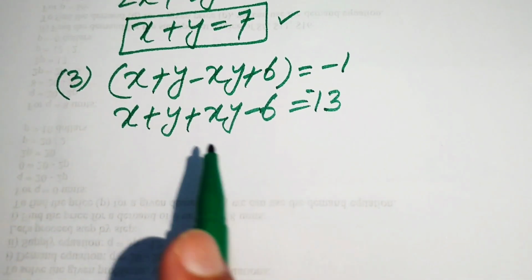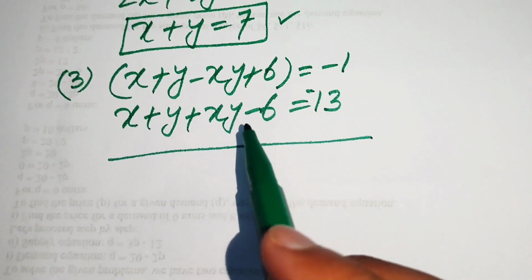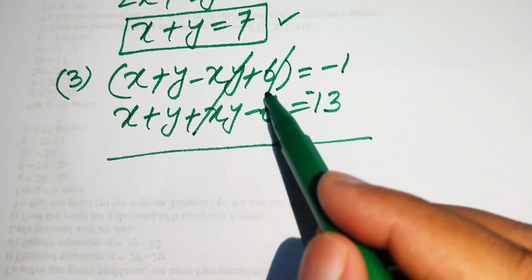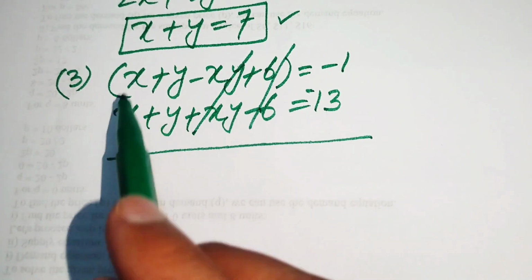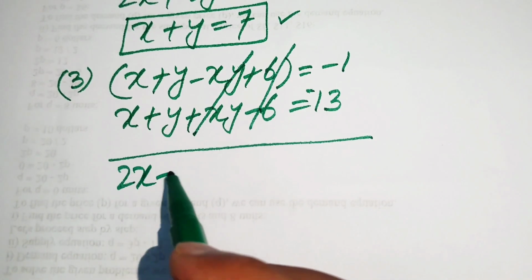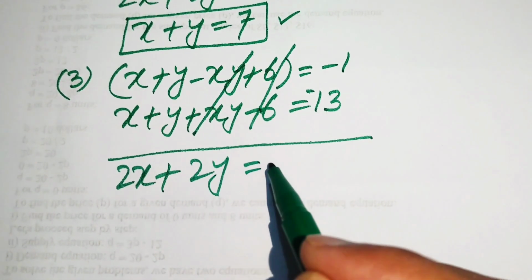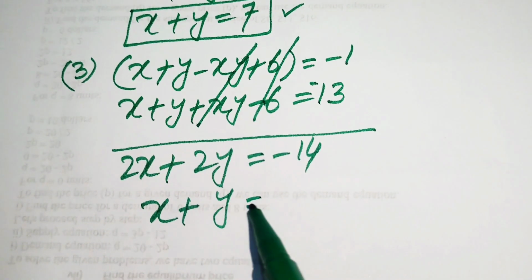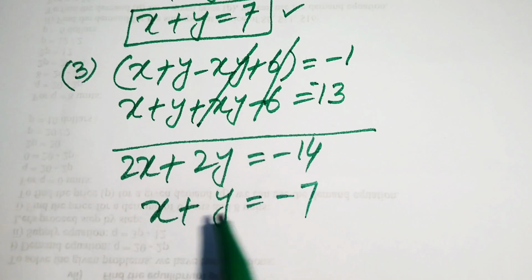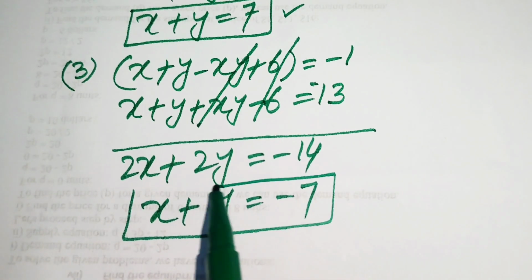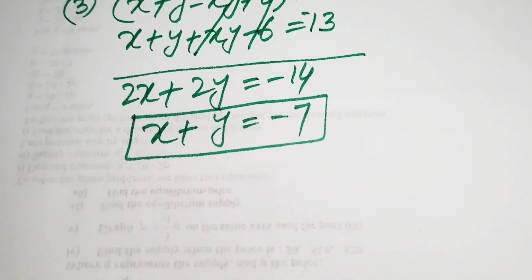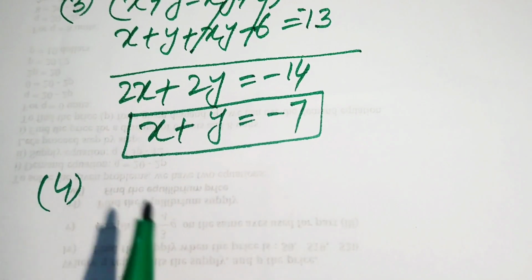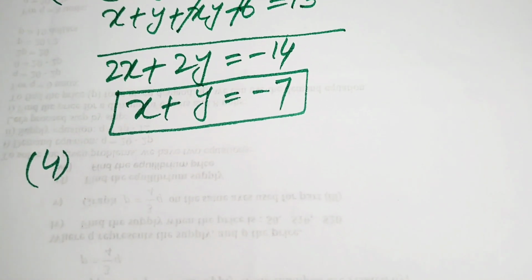This is our case number 3, and now we add these two equations. The negative and positive terms are cancelled by each other, and we add these two values and get 2x plus 2y equals minus 14. So the value of x plus y is equal to minus 7. This is the value of x plus y which we get from case number 3, and it is minus 7.